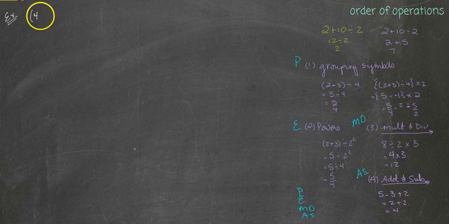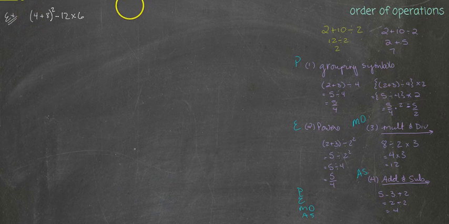Let's take 4 plus 8 squared minus 12 times 6. Okay, that's a lot. That's a lot going on.